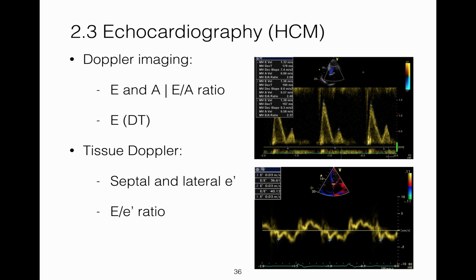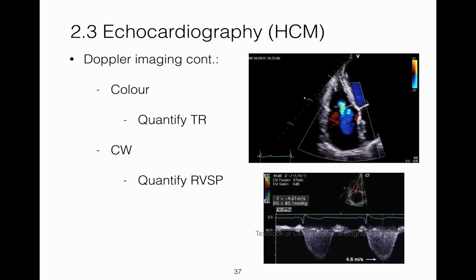The E wave deceleration time in these patients is often less than 200 milliseconds. Septal and lateral E prime measurements are important. With restriction, they are certain to be significantly reduced, often to values less than 5 centimeters per second, as per the image on the bottom of this slide. And typically, the E over E prime ratio is significantly elevated. Colour and continuous wave Doppler measurements of the tricuspid valve regurgitation are also required in order to estimate pulmonary pressure.